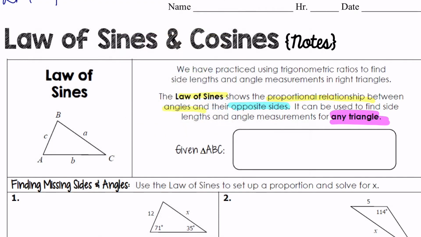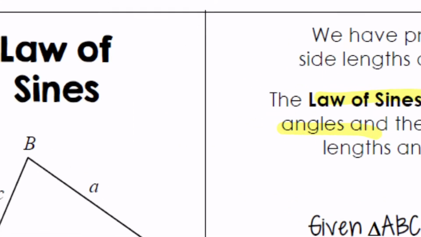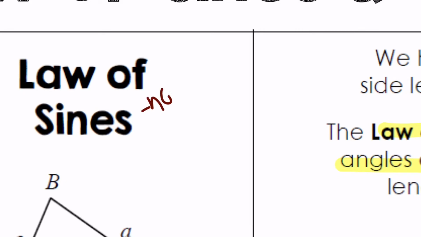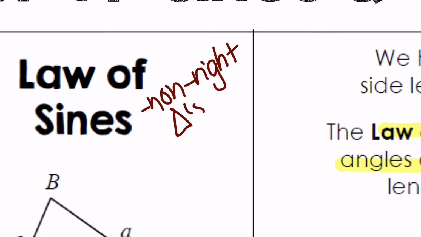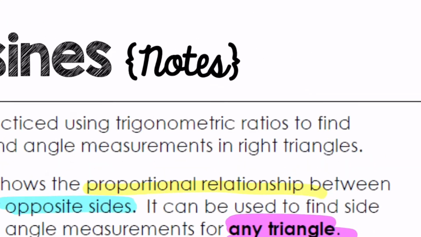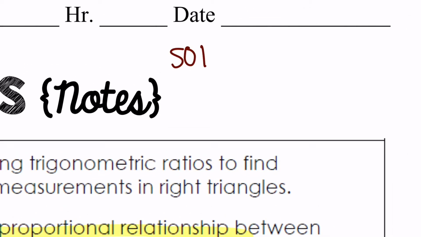Make sure that you're keeping the different rules and laws separate. So if we're just talking about sine, the law of sines is for non-right triangles, and maybe I'll write that in here. Whereas SOH-CAH-TOA is for right triangles. So don't get those mixed up.